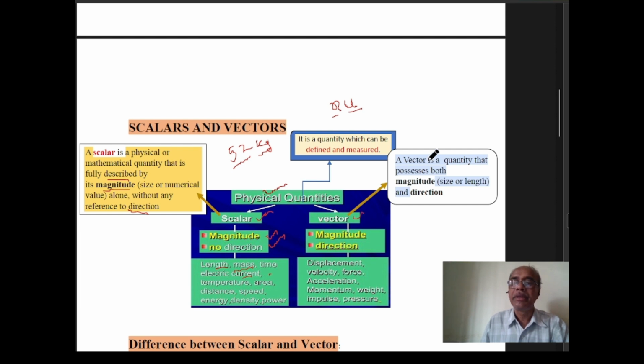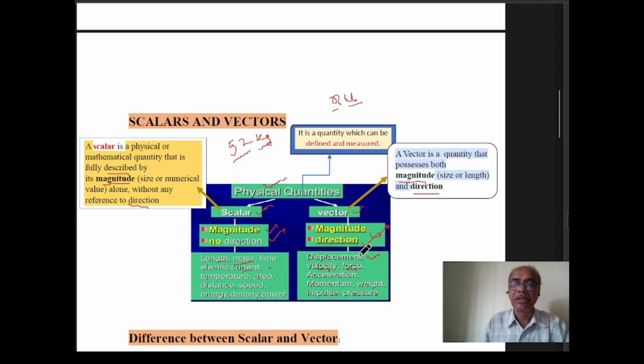And vector quantities are those quantities which have both magnitude and direction. For example, displacement has both magnitude and direction. Velocity also has magnitude and direction. Force. These are vector quantities. So vector quantities have both magnitude and direction.